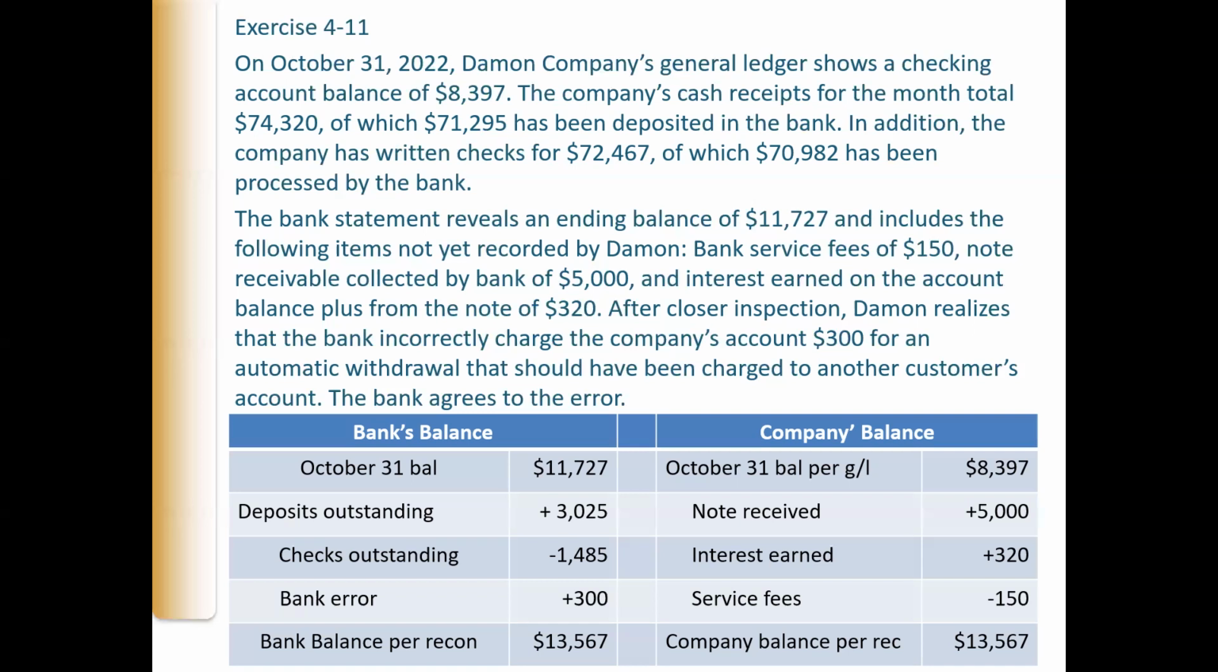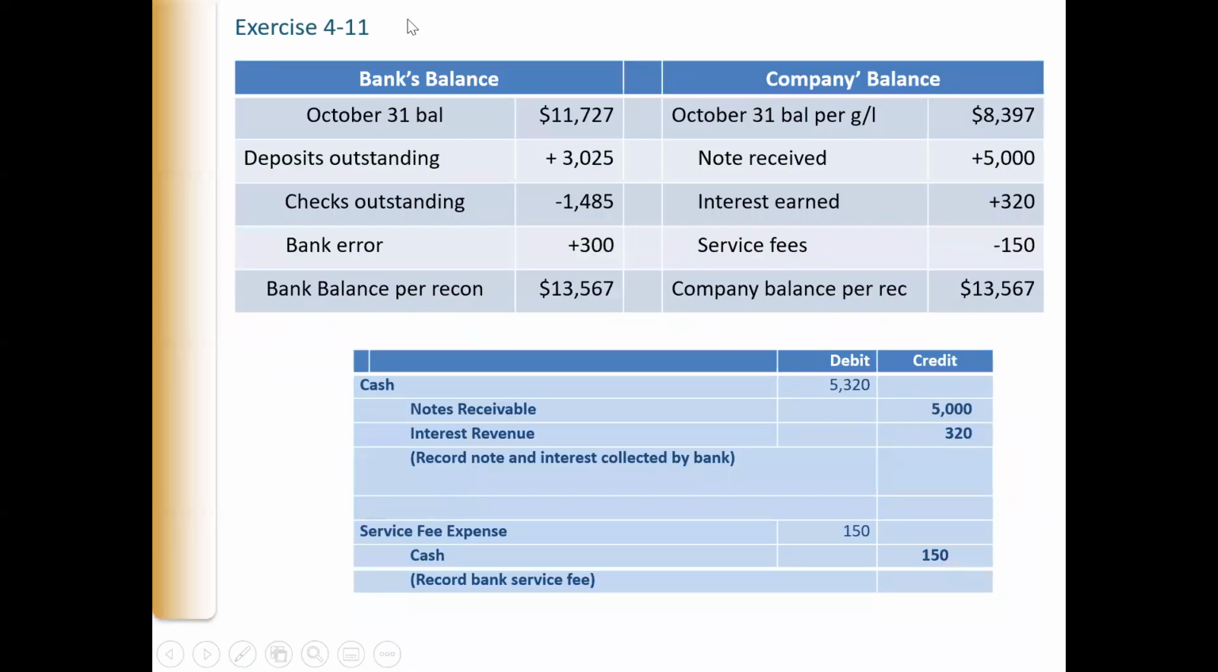Now, the next step is any changes we made over here on the company side, we need to report a journal entry. So we are going to show our cash increased $5,320 because we received a note. We credit when we received a note. We're not going to receive it anymore. It's zeroed out. We show interest revenue of $320. This is to record the note and interest collected by the bank. Then we will show a service fee expense of $150, and we will credit our cash.